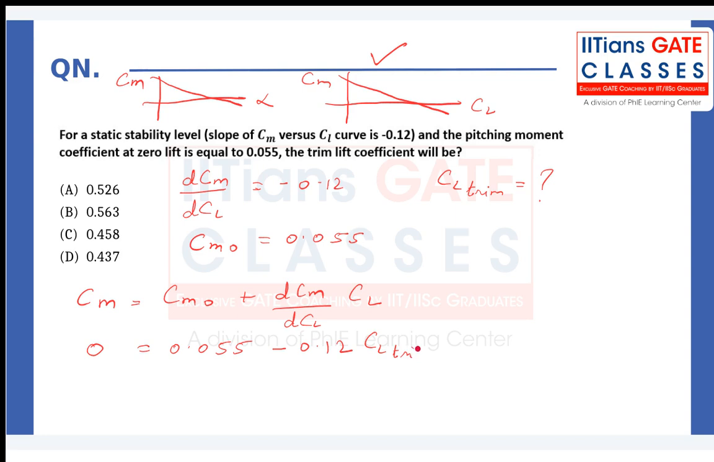How did it become CL trim? I just plugged in CM to be zero. So at trim, CM is zero. Now, if you solve this equation, you get CL trim to be 0.458. So I'm getting 0.45833. Yeah, so I think a couple of you have already gotten C. That's the right answer. All right, I hope this is clear to everyone. Does anybody have any questions? All right, let's move on.